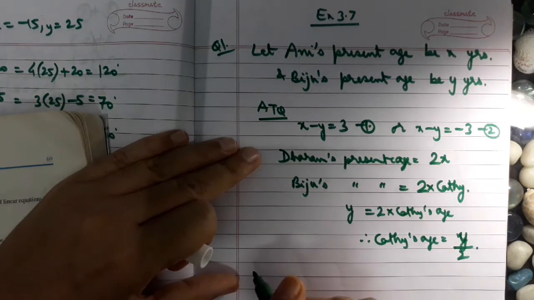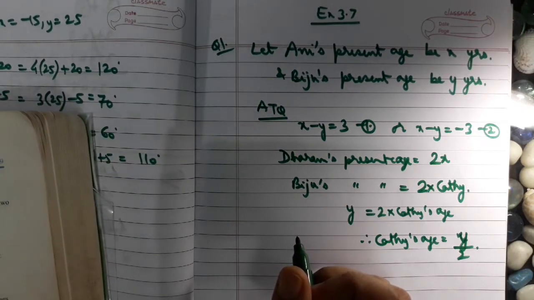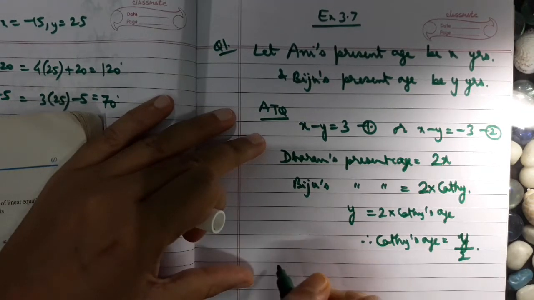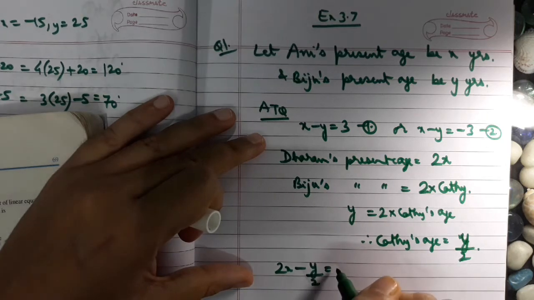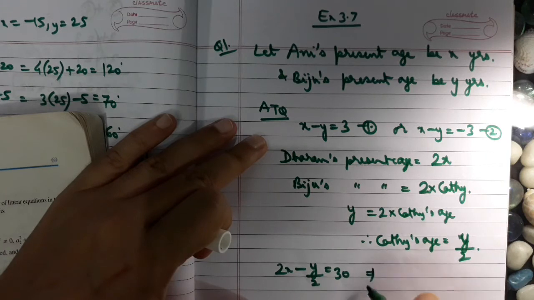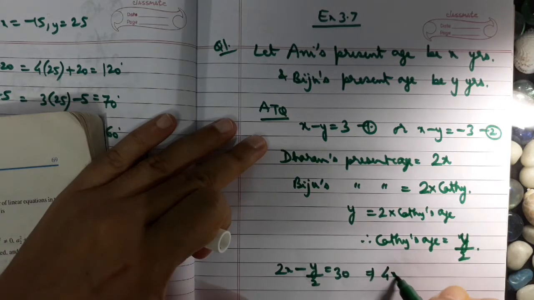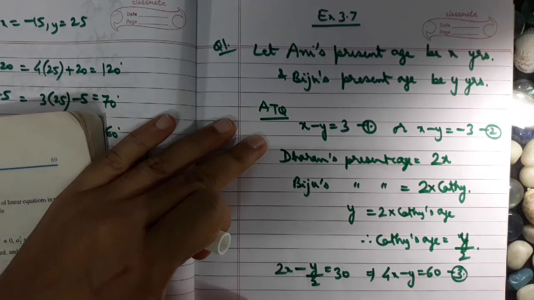Now according to the question, the ages of Kathy and Dharam differ by 30 years. So the difference of their ages is equal to 30 years. This is what we obtain. Now we can multiply this equation throughout by 2. So we get 4x minus y is equal to 60. Let this be equation number 3.